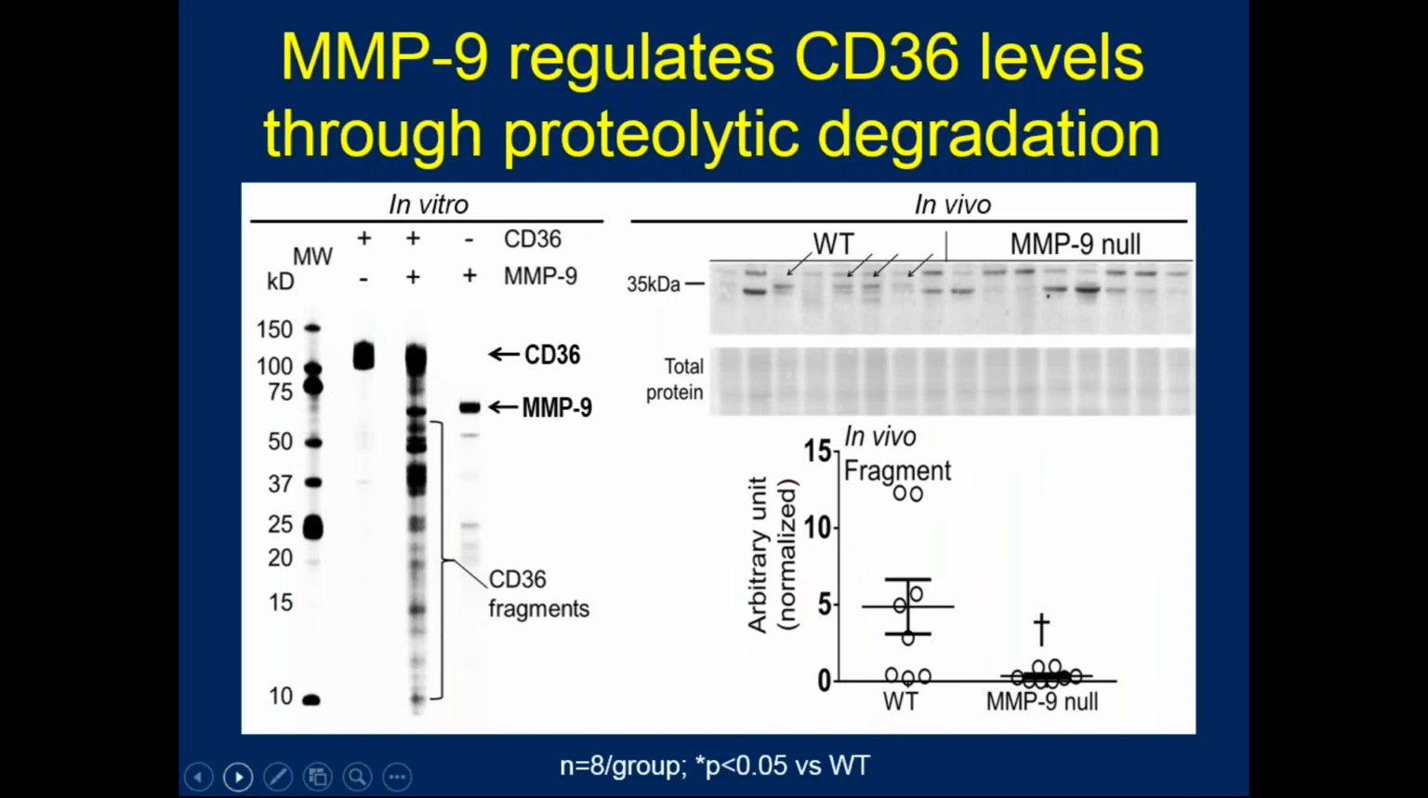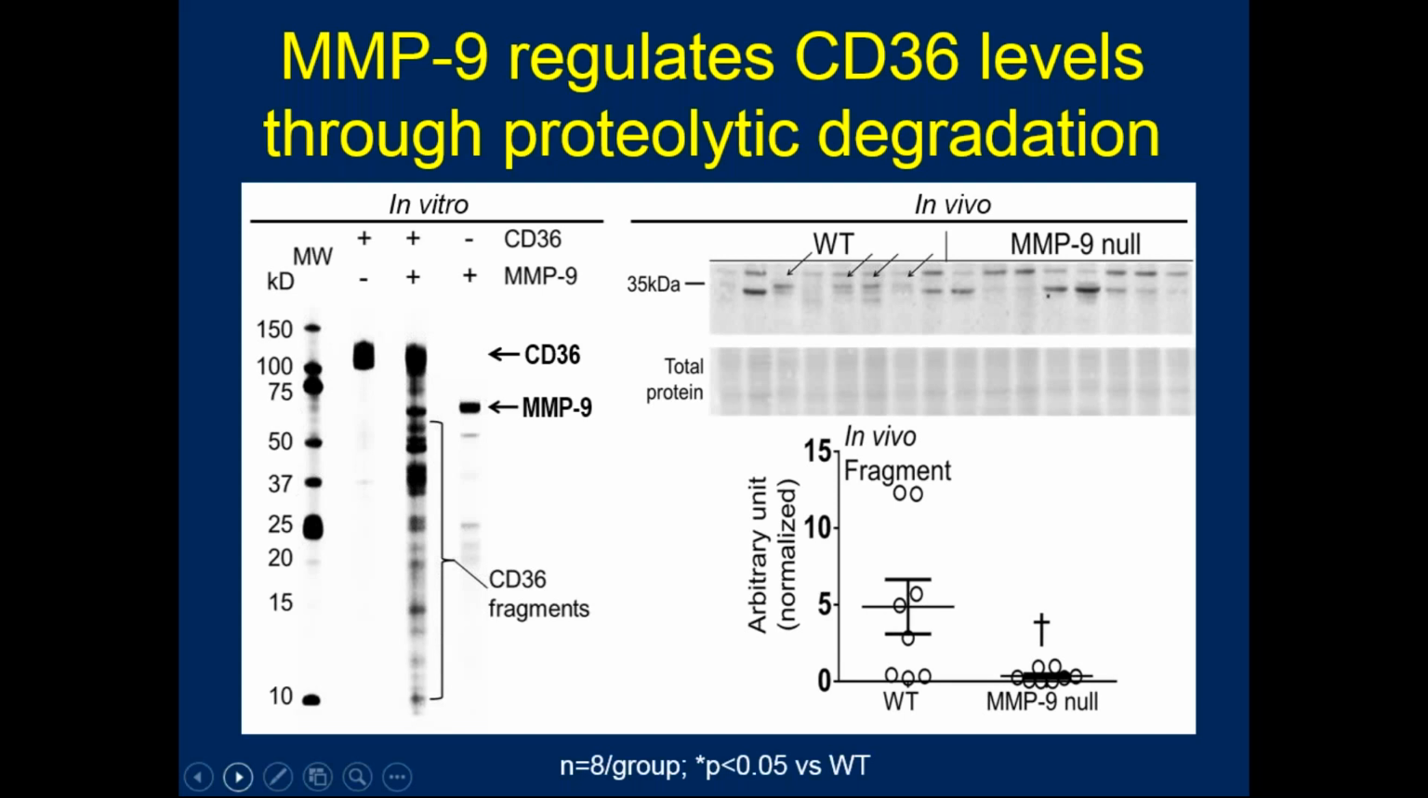So we showed that CD36 decreased over time post-MI. We then wanted to confirm that CD36 was actually an MMP9 substrate. So we performed an in vitro cleavage assay where we incubated recombinant CD36 with active MMP9 for 24 hours and then visualized this with immunoblotting. And as you can see here, when both CD36 and MMP9 were in combination, you have a bunch of CD36 fragments that show up.